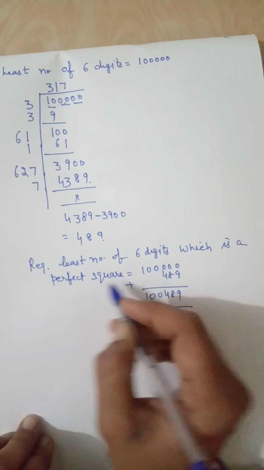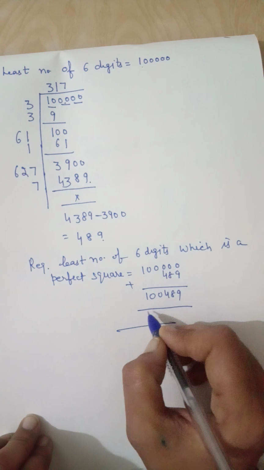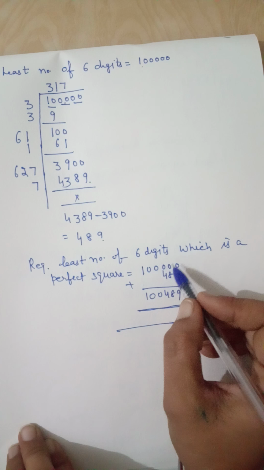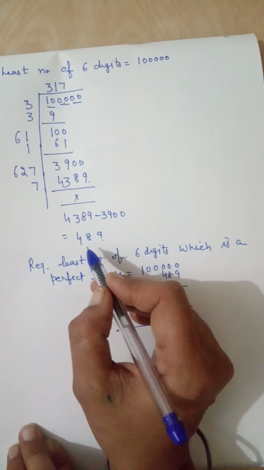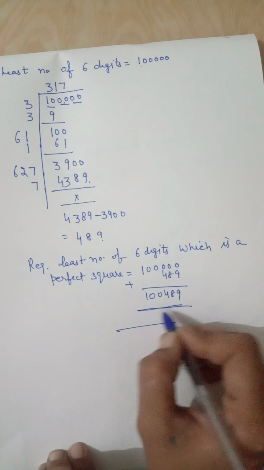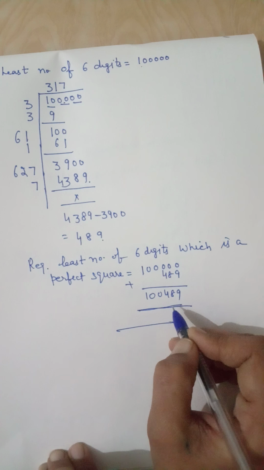So the perfect square number is equal to, add this, it becomes... Now we add this remainder, this number 489, to the given least 6 digit number, then we get the perfect square number of least 6 digits.